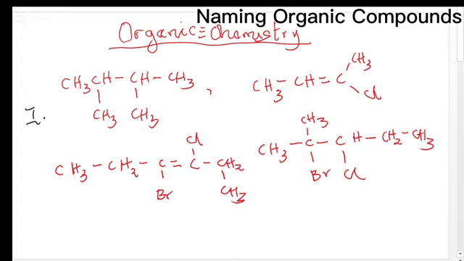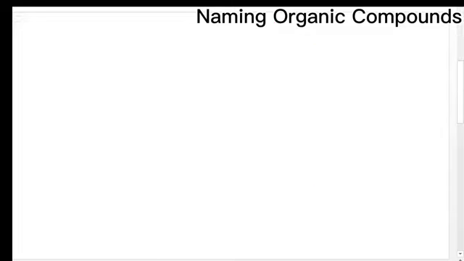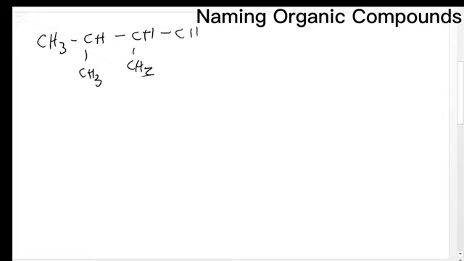To name this, what I do is identify the longest carbon chain. That means the carbon chain with the highest number of carbons, the longest straight chain that does not break. If you look at this compound, let me rewrite it here. We have CH3, CH, CH, then a CH3, then another CH3, then a CH3. You have something like this, and we need to work on it.